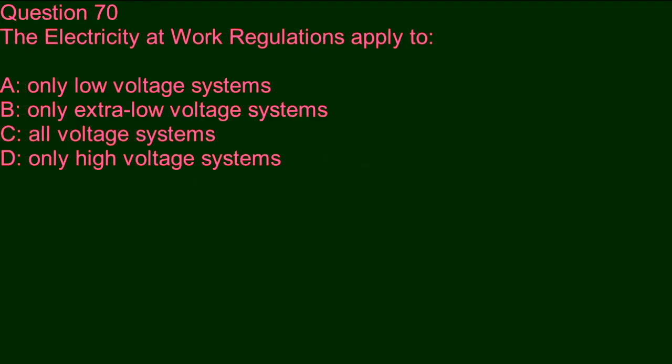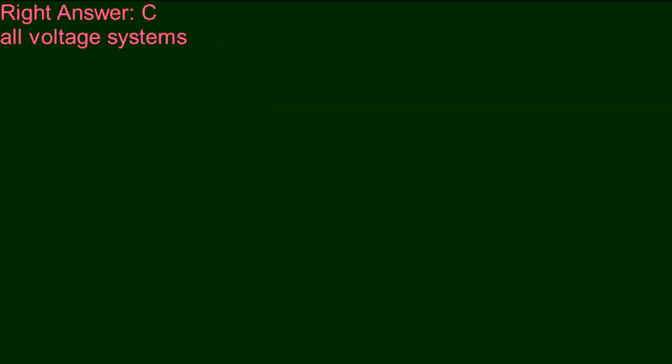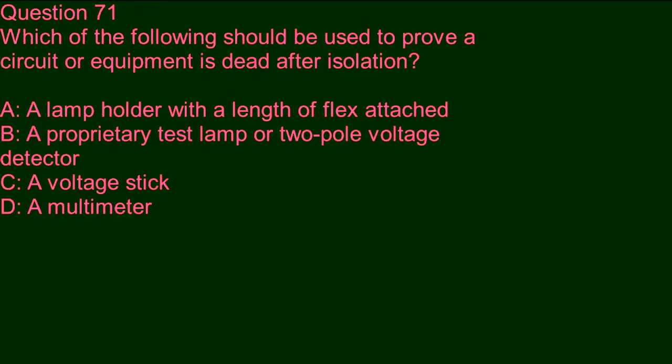Question 70. The Electricity at Work regulations apply to A. Only low voltage systems. B. Only extra low voltage systems. C. All voltage systems. D. Only high voltage systems. Right answer, C. All voltage systems.